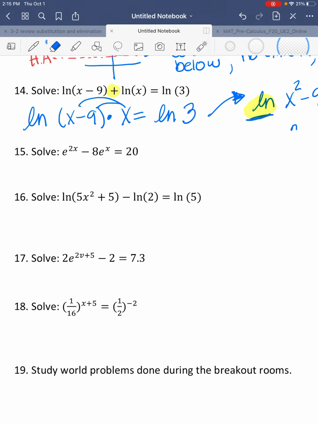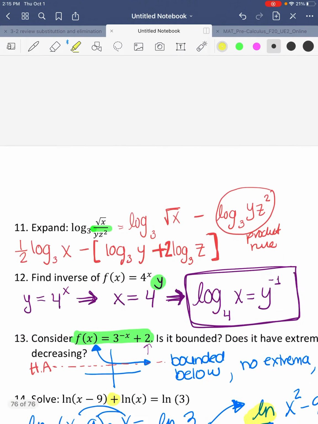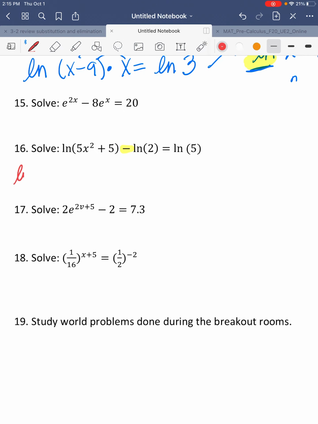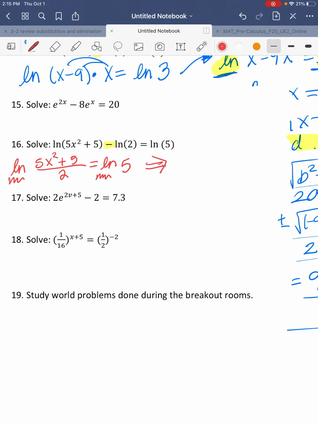I'm sorry, for 16 we do quotient rule because there's a minus. So ln of 5x squared plus 5 divided by 2 equals ln of 5. I have ln here, ln there. They cancel out. So I only have 5x squared plus 5 over 2 equals 5.